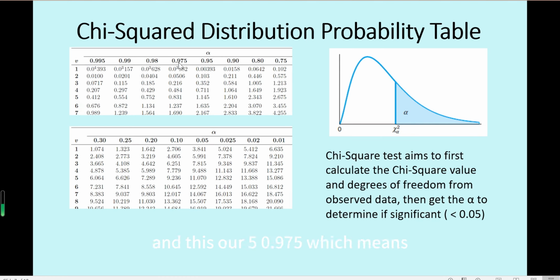0.831, and this alpha 0.975, which means the shaded area will be from here to here, which is 0.975 because the total area is 1. So this critical value will be here, like 0.831, right?